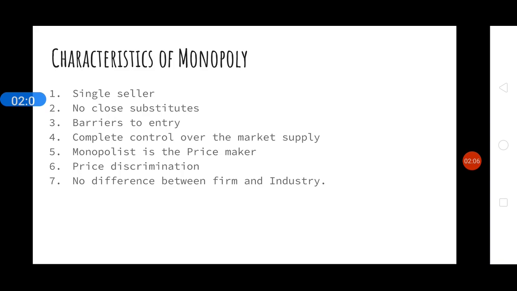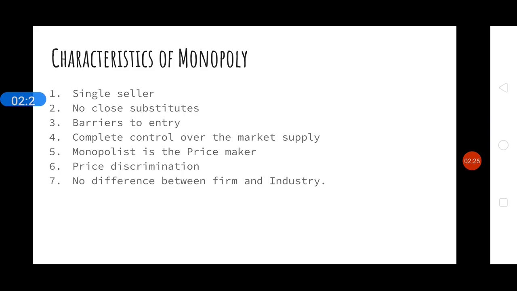Likewise, other firms may not have produced the same product. Therefore, monopolists don't have to face any sort of competition in the market. The third important point is barriers to entry. Barriers means obstacles. Under monopoly, the entry of other firms is strictly restricted.